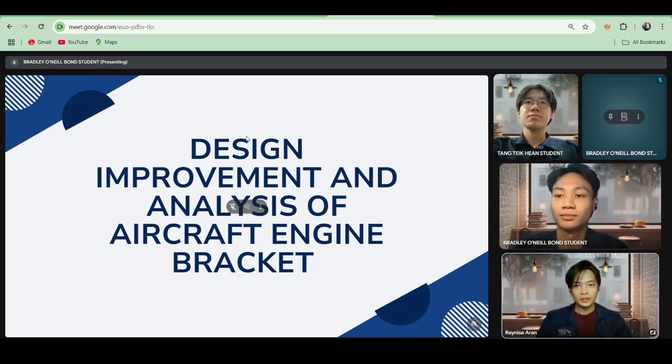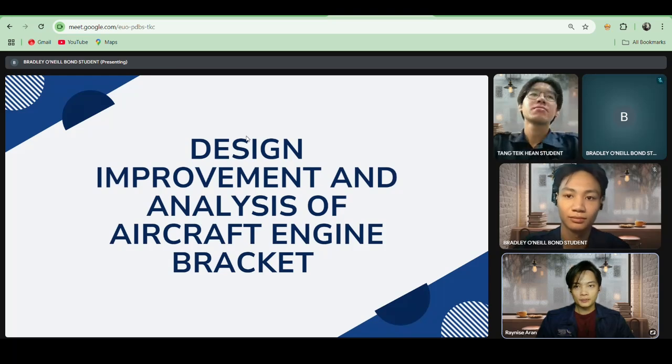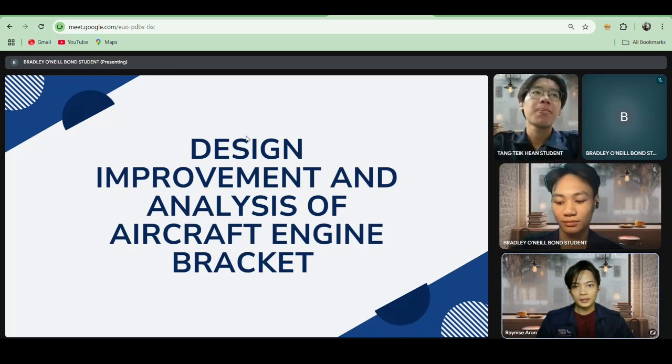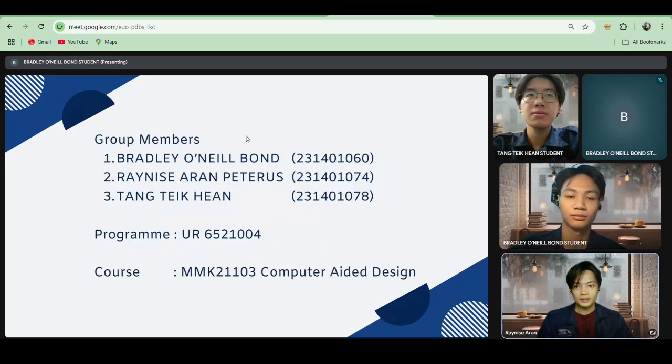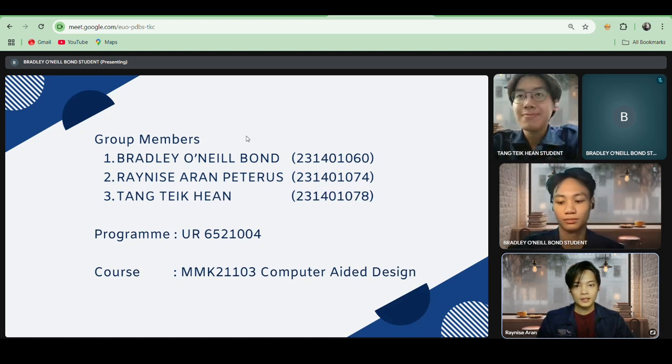So today our group will present a project which is design improvement and analysis of aircraft engine bracket. Our group members are Bradley O'Neill Bond, myself, Randy Sarah Petrus, and lastly Tang Tek Hen. We are from program UR65210004 from project design, and this project is for the course MMK 21103 Computer Aided Design.